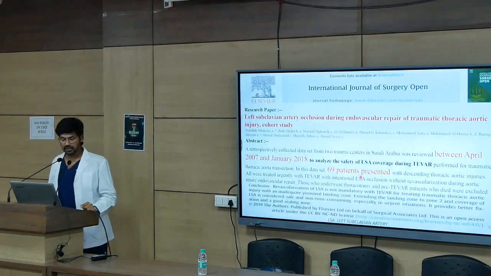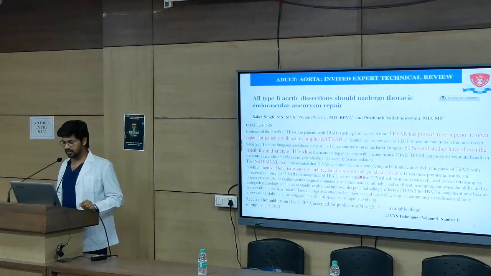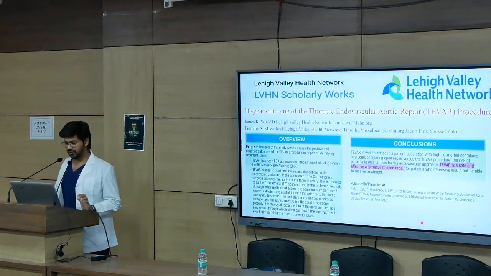These are some supportive articles representing that the left subclavian artery occlusion is considered safe and non-time consuming. This article represents that the TEVAR procedure is safe and all type B aortic dissection should undergo TEVAR procedure, and it is superior to the open repair. It is taken from the Journal of Thoracic and Cardiovascular Surgery, JTCVS. This article represents that the TEVAR procedure is a safe and effective alternative to the open repair.